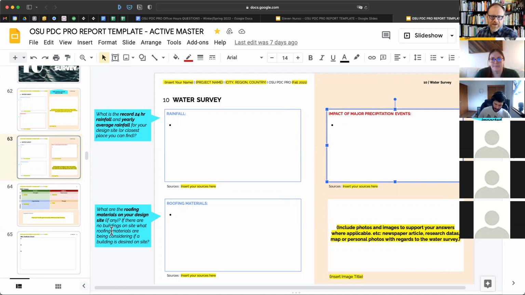What are the roofing materials on the design site? So we want to know, is it metal? Is it asphalt? If it is asphalt, or if it is metal, or if it's anything else, what is the age? And if you don't know, guess. We're going to do that scientific process called guessing.